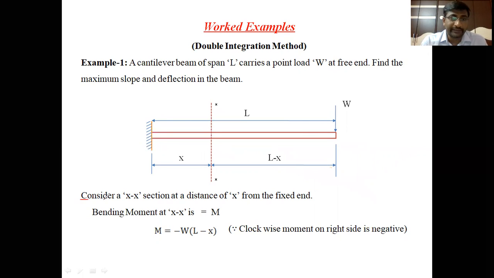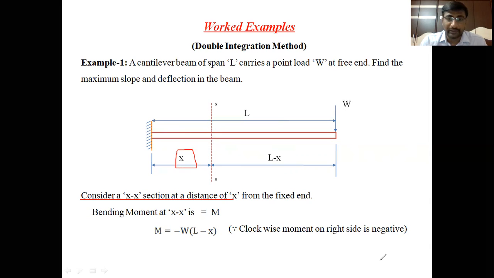Consider a section XX at a distance of x from the fixed end. Simply consider one XX section at a distance of x. The XX section must be considered from the left hand support. This must be the left end of the beam. So in the positive x direction, this value is x. The remaining distance is L minus x. The total span of the beam is L.